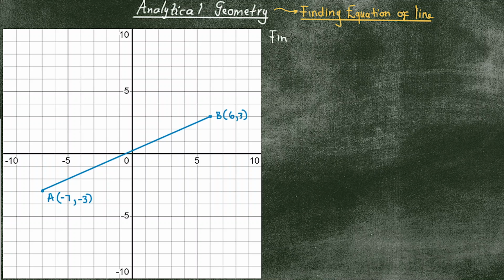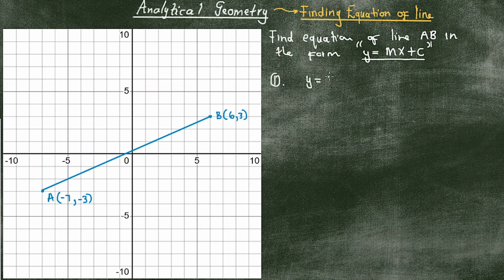Find the equation of line AB in the form y equal to mx plus c. All right, so I'm going to use the first equation, y equal to mx plus c.